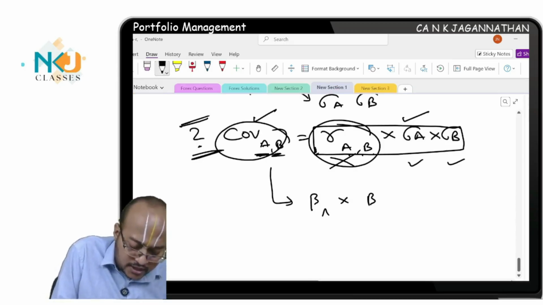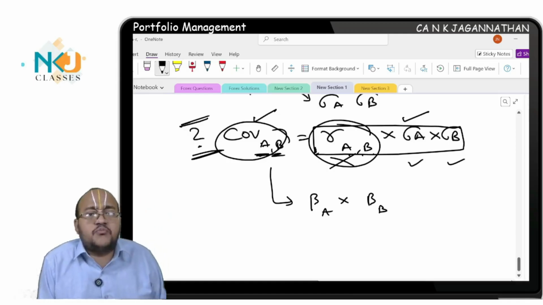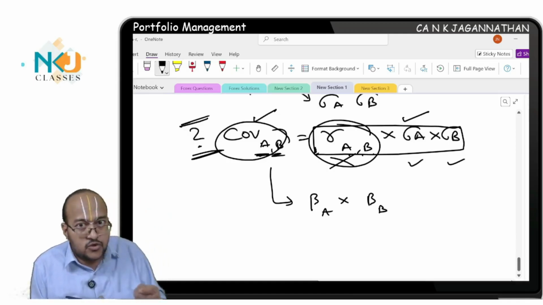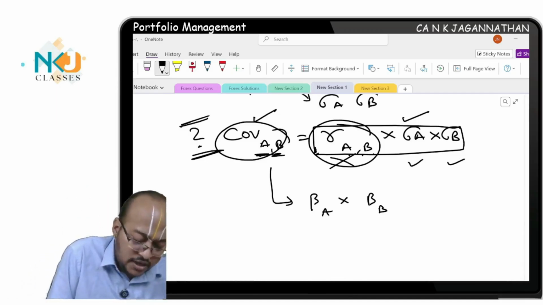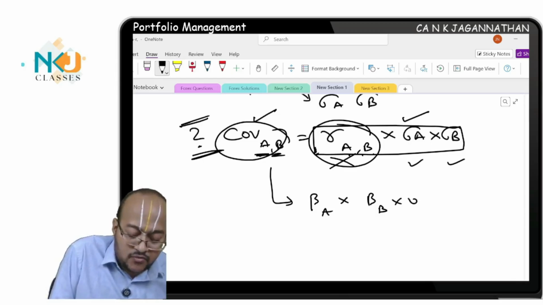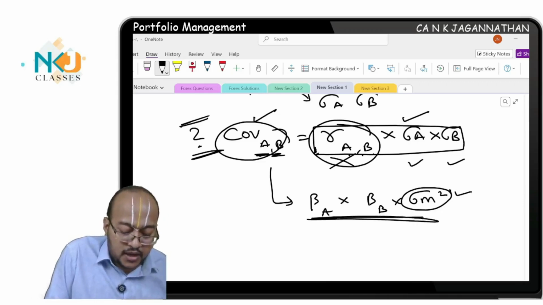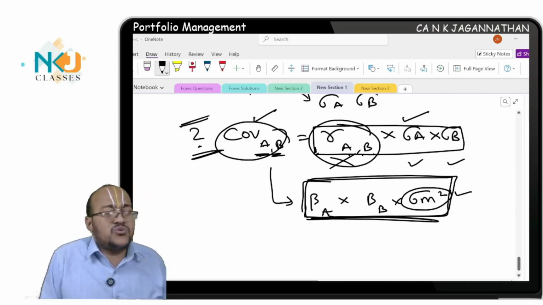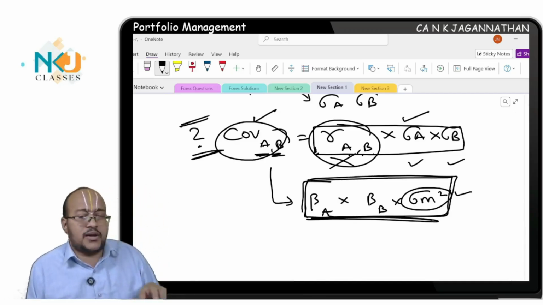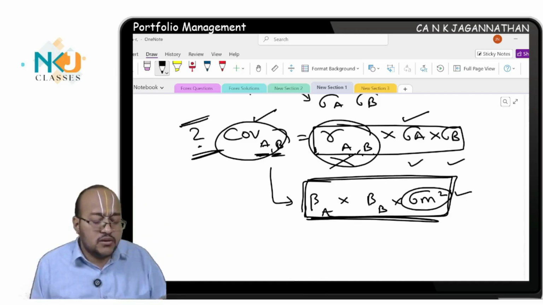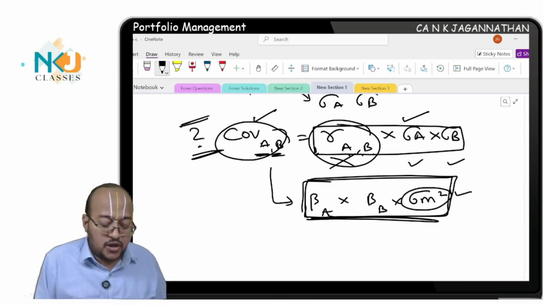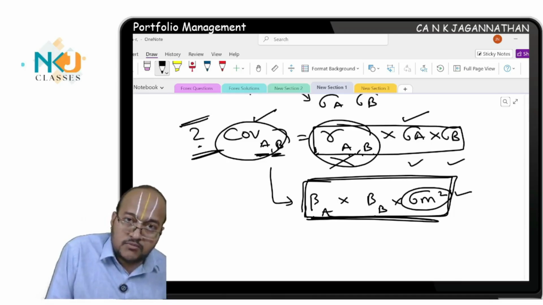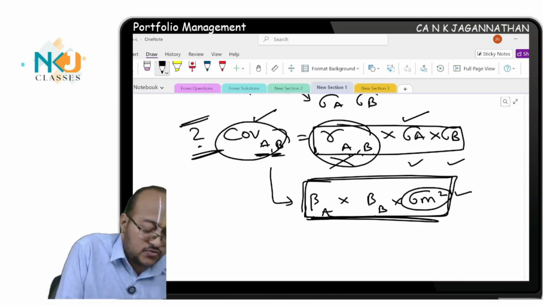So what do you do? Beta A into beta B. If it is the covariance of B and C, beta B into beta C. Like this you need to understand. Beta of A into beta of B into sigma m square, the variance of the market. If you multiply, you will get the covariance. Are you all understanding what I am trying to say? How this is derived, I am not going to take your time to discuss here. It is not necessary. You just remember this formula: beta A into beta B into sigma m square. If you do that, you will get the covariance.